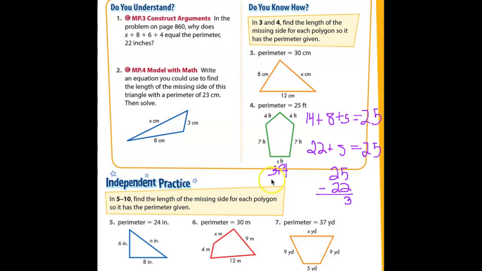So just remember that when you're trying to find the length of the one side, you're going to add all the sides you know and subtract them from the total perimeter, and that will give you this one side that's left. So good luck today. Have fun with perimeter.